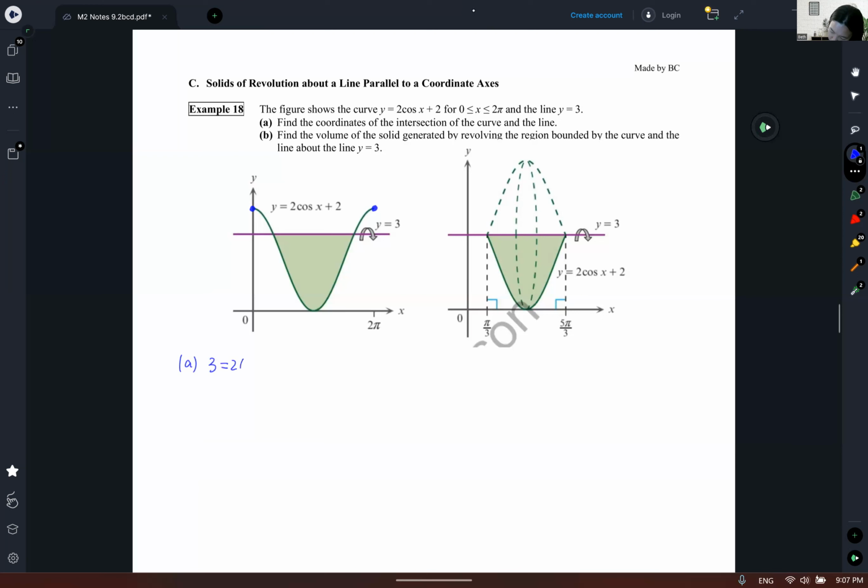3 equals 2 cosine x plus 2. Cosine x equals 1 over 2. So x equals 60 degrees, which is pi over 3. And the other one is 300 degrees, which is 5 pi over 3. Therefore, the intersections are pi over 3 comma 3 and 5 pi over 3 comma 3.